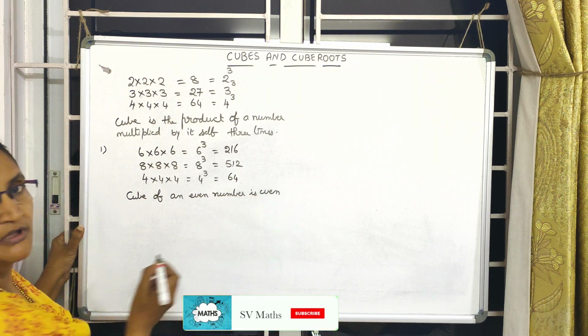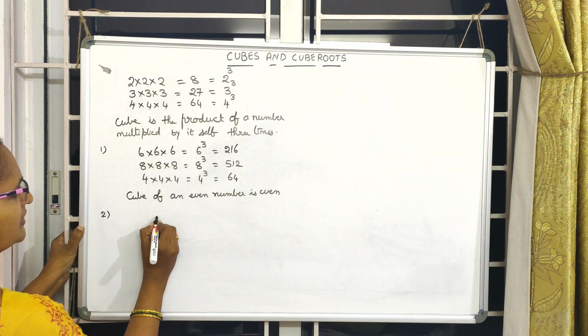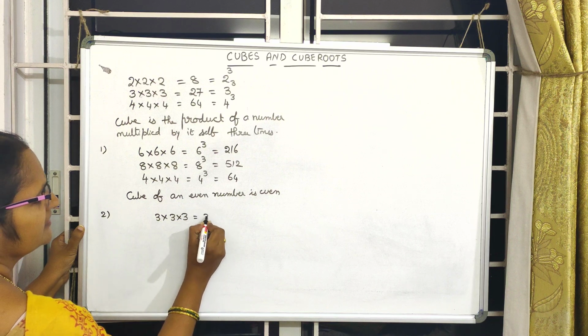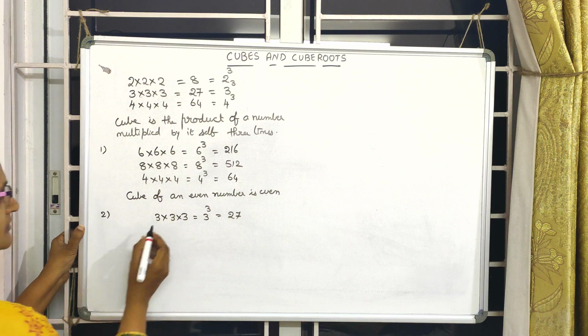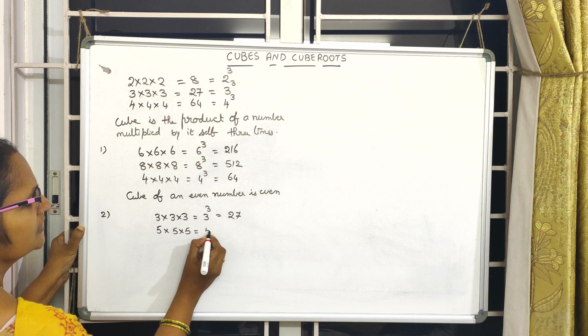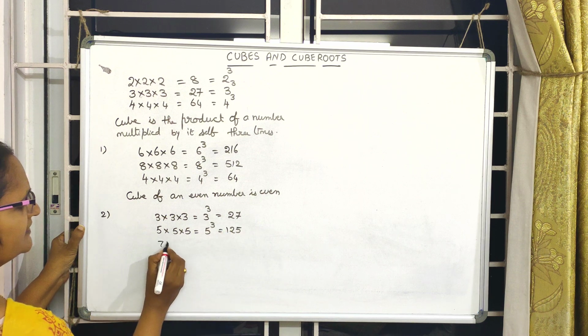Then what about the cube of an odd number? Let us check it out. Suppose odd number, if I am taking 3. 3 times 3 times 3. This is 3 cube. How much is this? 27 is an odd number. Now let us go for 5. 5 times 5 times 5 is 5 cube, which is nothing but 125.